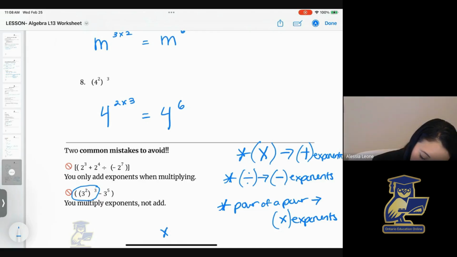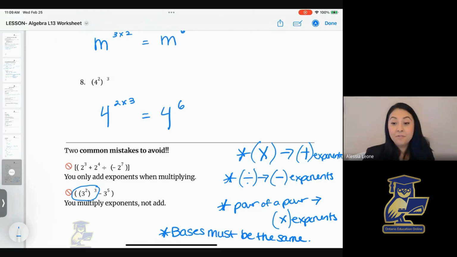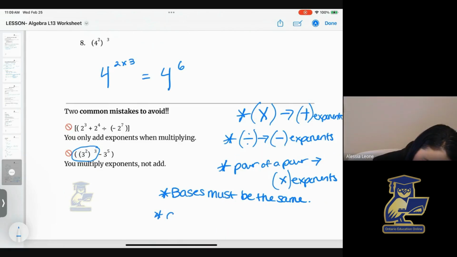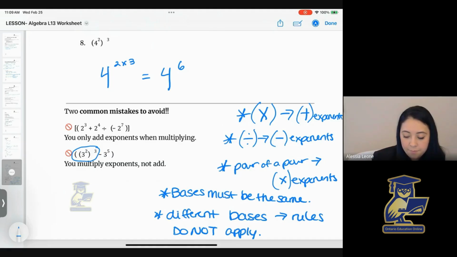And bases must be the same. If the bases are different, these rules do not apply. Different bases, rules do not apply.